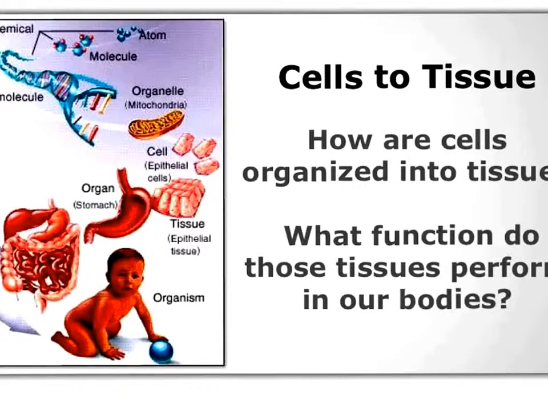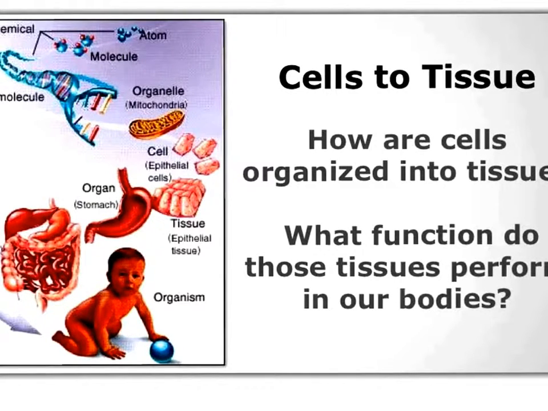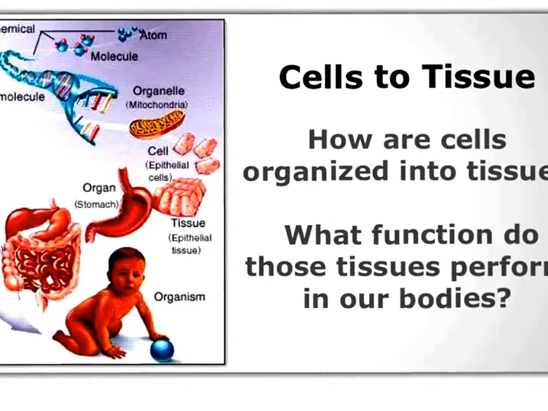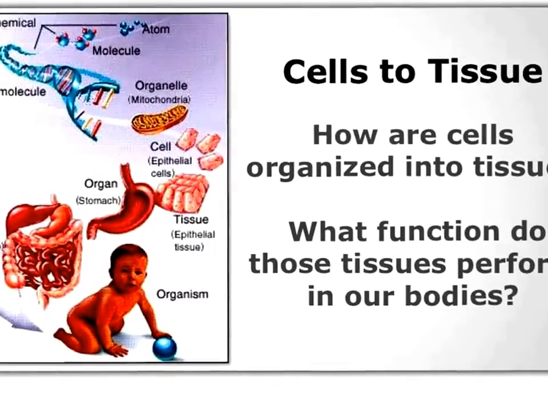In this lecture, we will be talking about cells to tissue in our body organization unit. We'll focus on how cells are organized into tissues, and there are 4 main tissue types. We will address each one of those, and we will also talk about the function that each of those tissue types do in our bodies, what they're used for.